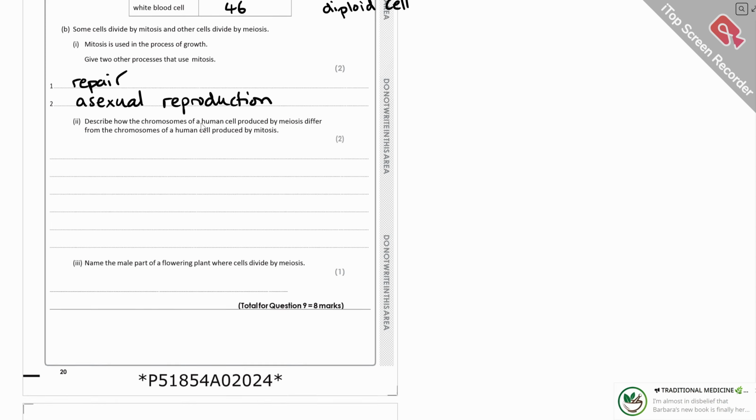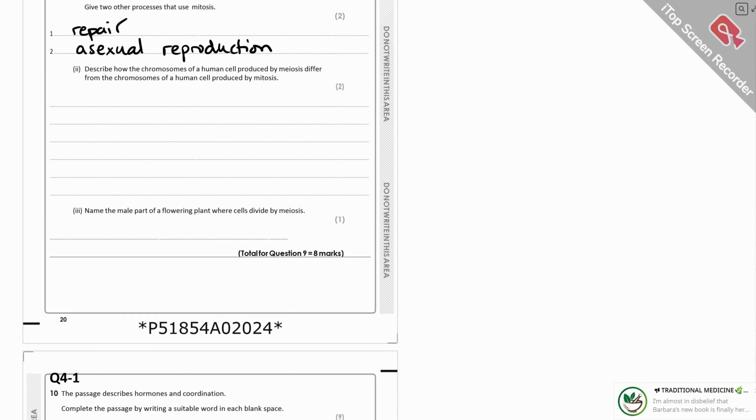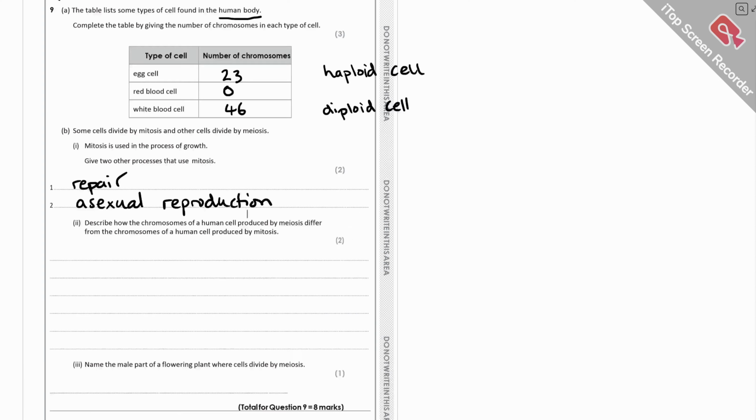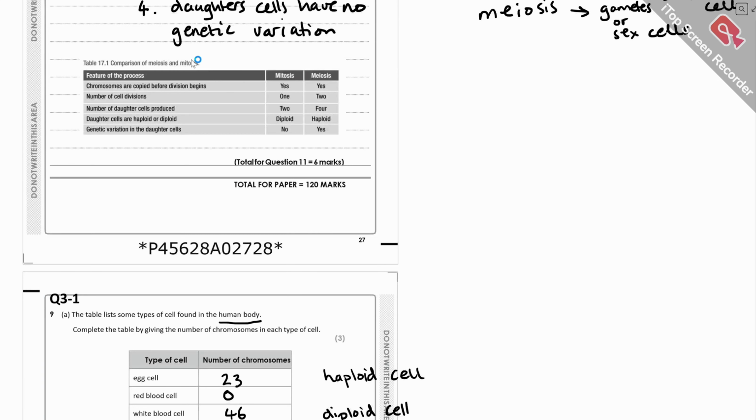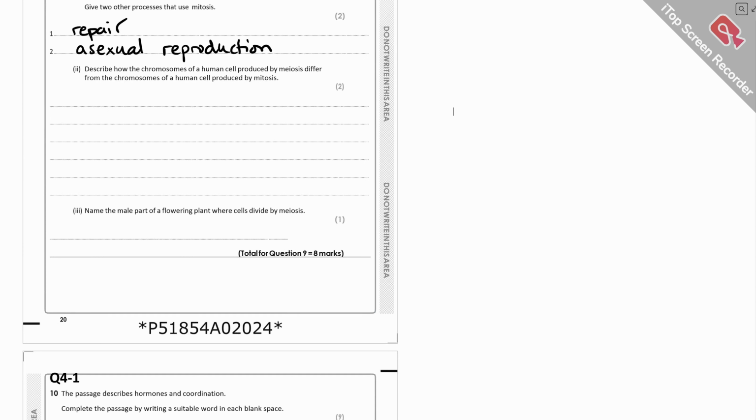reproduce. Right. Describe how the chromosomes of a human cell produced by meiosis differ from chromosomes of a human cell produced by mitosis. So it's basically this. Let's get that. It's basically that, what they want you to look at.